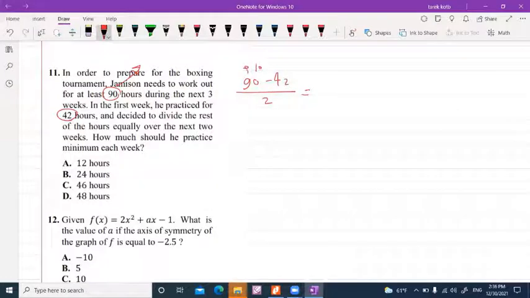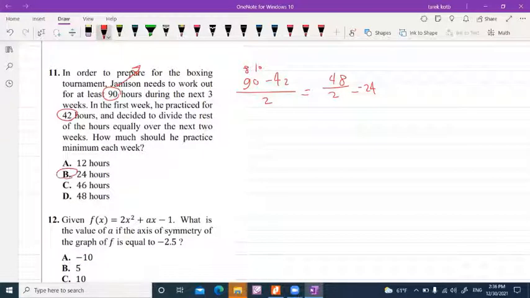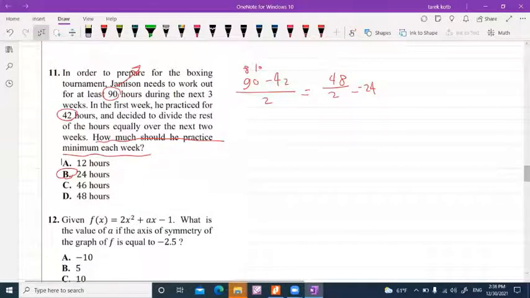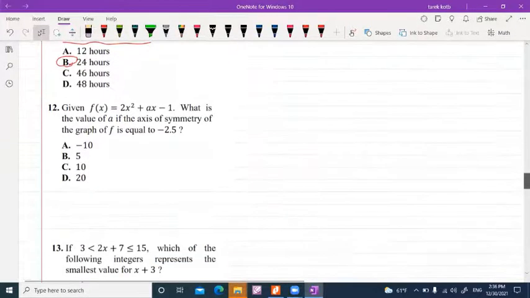90 minus 42 will be 48, and 48 over 2 equals 24. So each week, the second and the third week, it will be 24 hours. Again, how much should he practice minimum each week after the first week? Easy. Up to now, the exam is very easy.